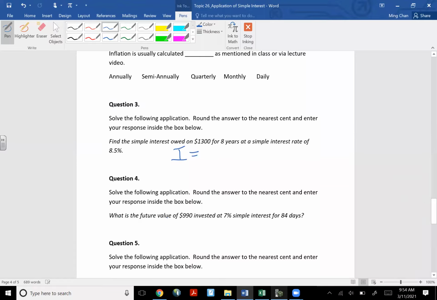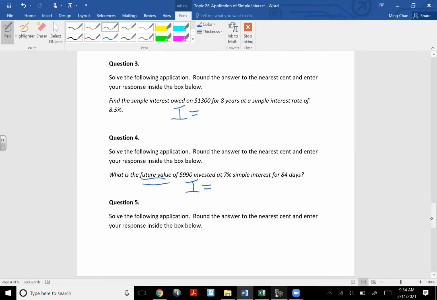All right, what is the future value of $990 invested at 7% simple interest? Again, in this problem I'm using the simple interest formula. So you put 990 times 0.07 times 84 out of 365, right? 84 days out of 365, and then all you get is the interest. To find the future value, you have to take that interest and add it on to the 990. Make sure you run through your cents for these money problems.